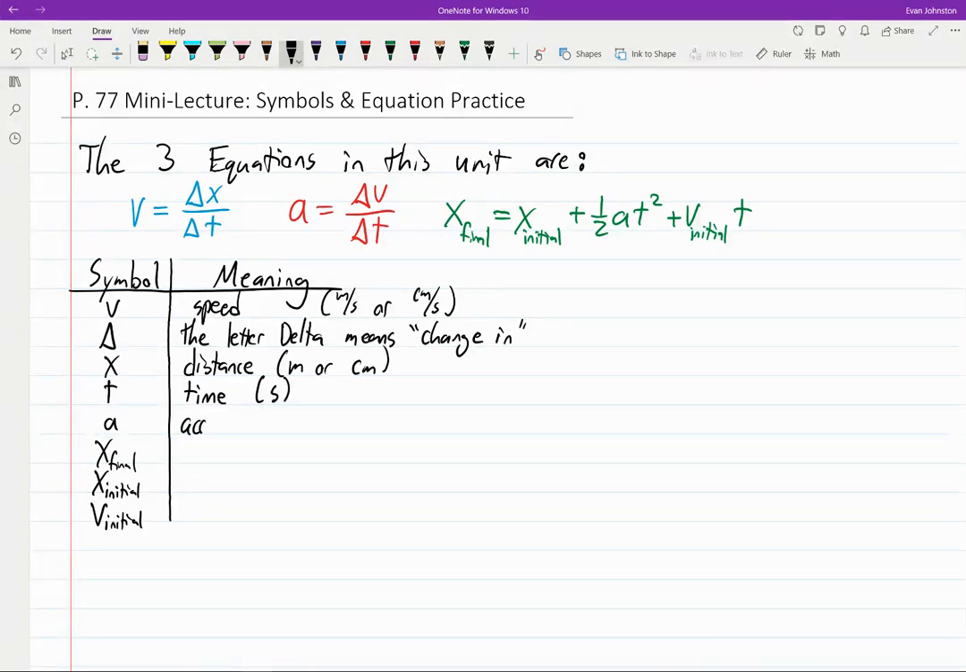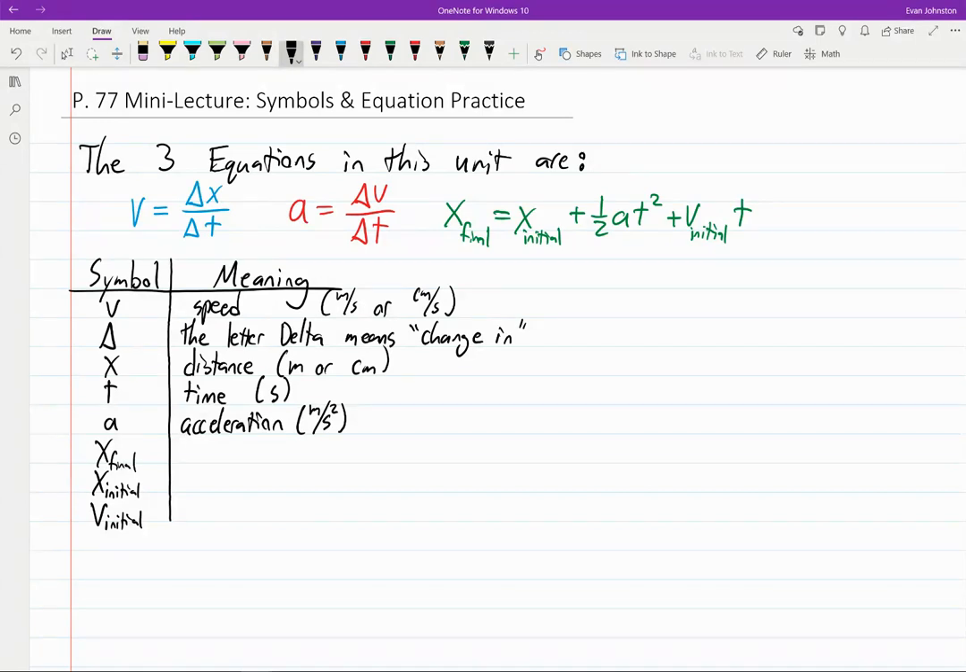A is acceleration. That's usually in meters per second squared. Sometimes you'll see in a textbook, or typically I like to say meters per second per second because it's how much you're speeding up. So you have speed changing, so meters per second divided by seconds. So that's the way that I like to write it typically. But oftentimes we'll see it as meters over seconds squared just because it looks a little more compact.